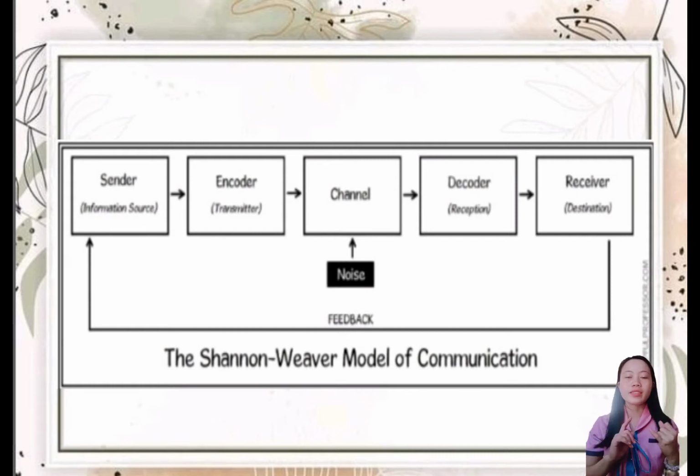First is the sender or the information source. Second is the encoder or the transmitter. And the next is channel, then decoder, and receiver.